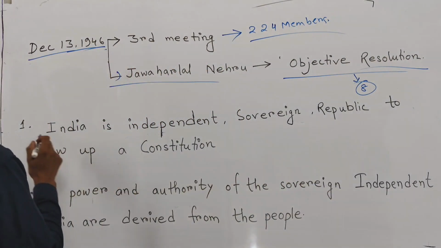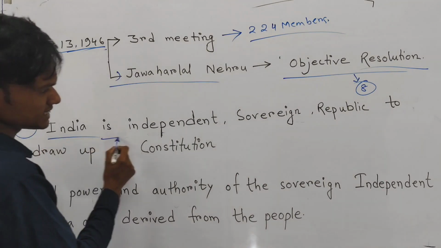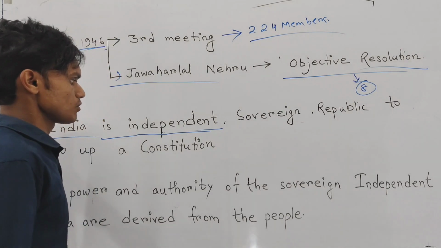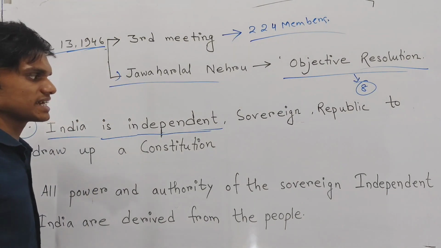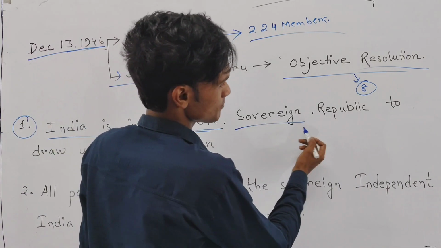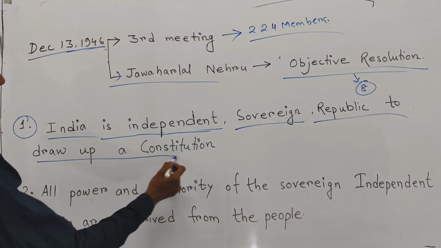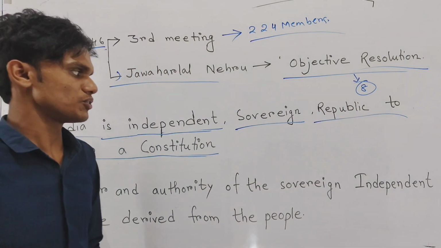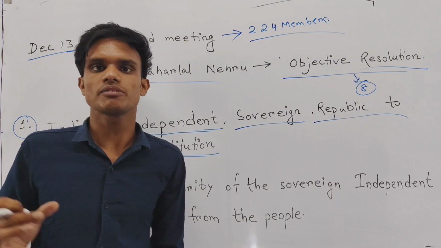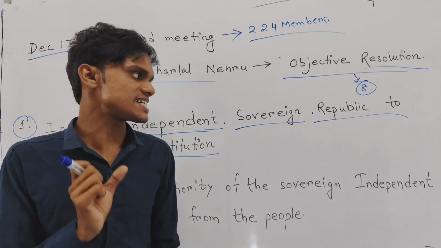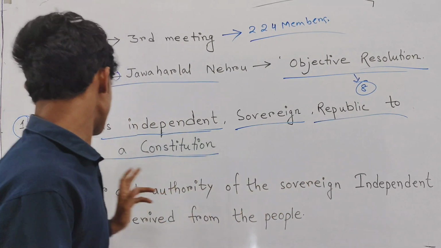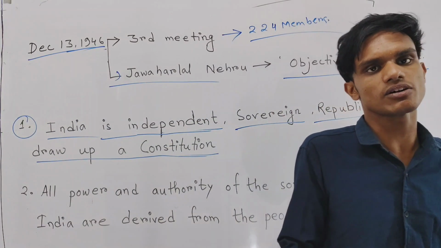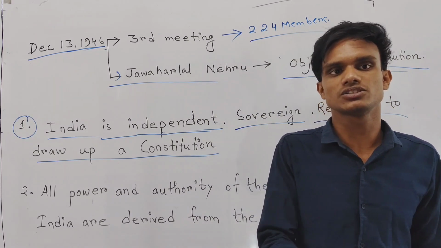So, the first objective resolution was that India is independent. What does independent mean? Independent means free, sovereign, a republic to draw up a constitution. Sovereign implies that India is not a dependency or a dominion of any other state. And India has the full right to draw up a constitution for how the governance will work.